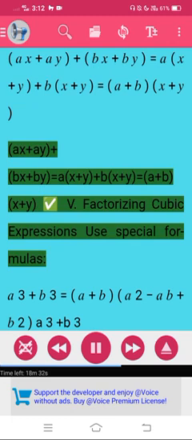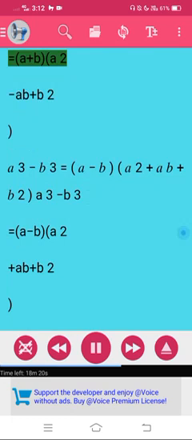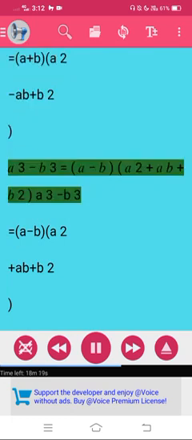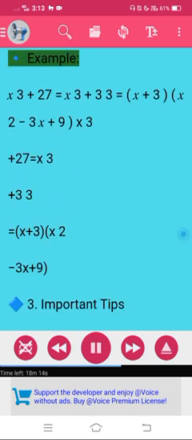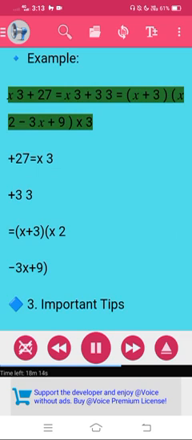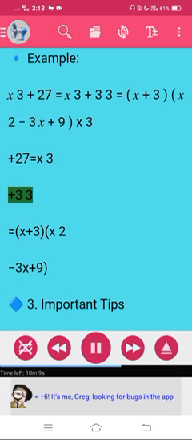Factorizing cubic expressions uses special formulas. a³ + b³ = (a + b)(a² − ab + b²). a³ − b³ = (a − b)(a² + ab + b²). Example: x³ + 27 = x³ + 3³ = (x + 3)(x² − 3x + 9).